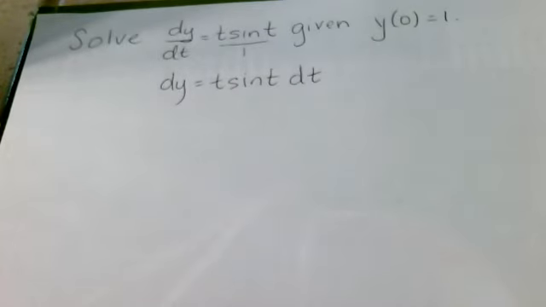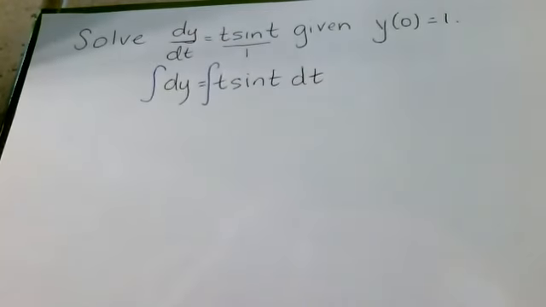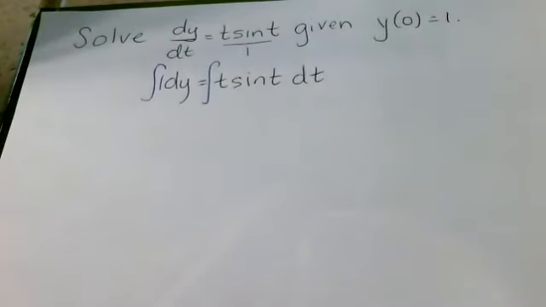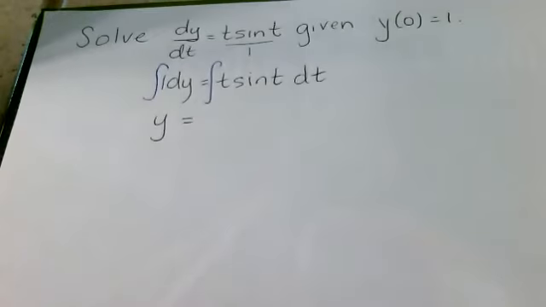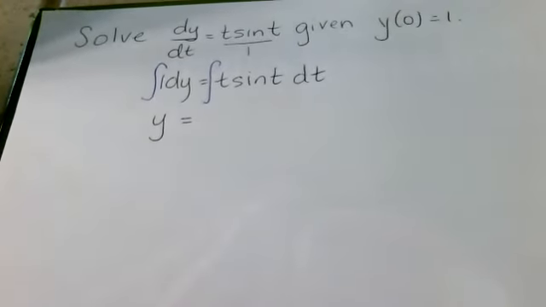Now, once you have the variables separated, so all the y's are on one side, all the t's are on the other side, you're going to integrate both sides. Now, that integral of dy, you want to think of that as 1 dy. Pretty simple to see that you're going to get y on that side. Now, on the right side, you have the integral of t sine of t dt. That's where you're going to have to use your integration by parts.